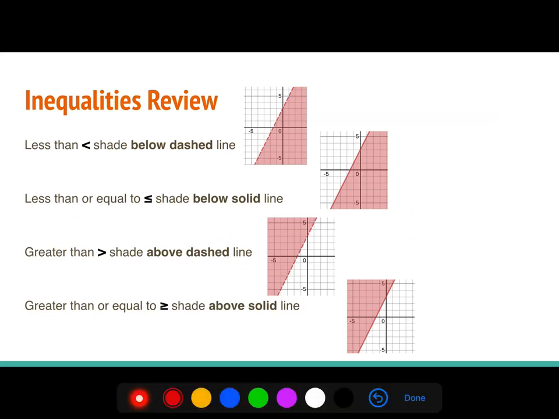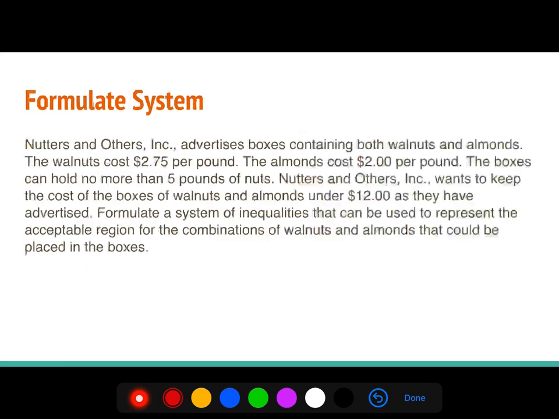So here's a few things that you've probably forgotten from Algebra 1. A little bit about inequalities. The less than sign means that you shade below the line, and it's a dashed line. Less than or equal to is below and solid. Greater than is above the dashed line, and greater than or equal to is above the solid.